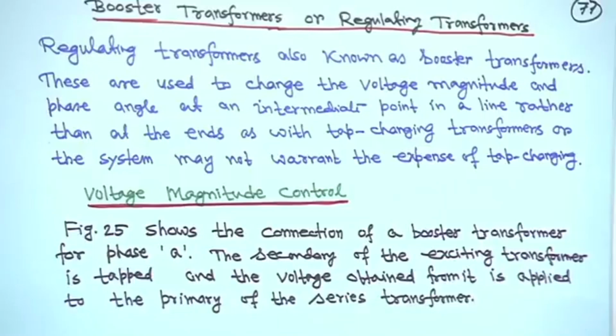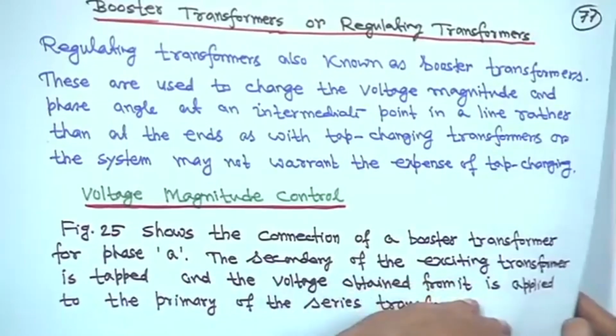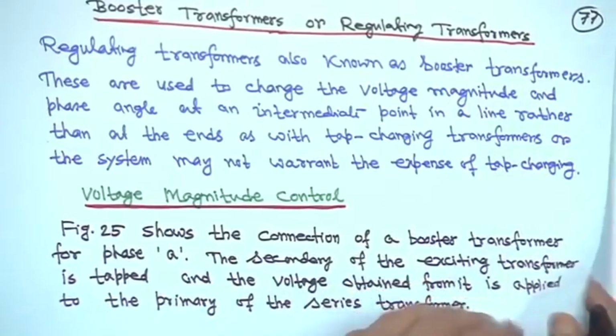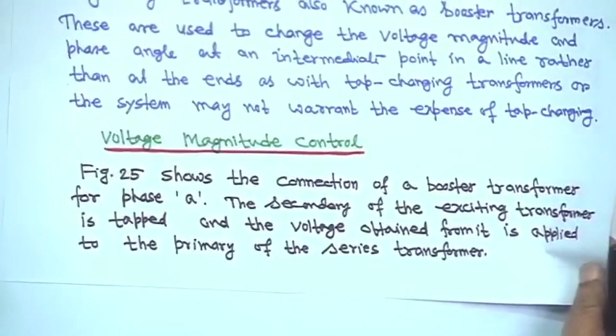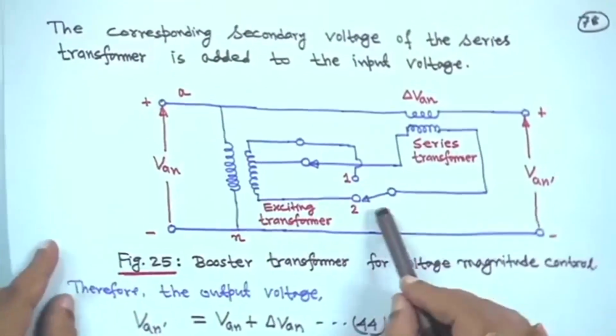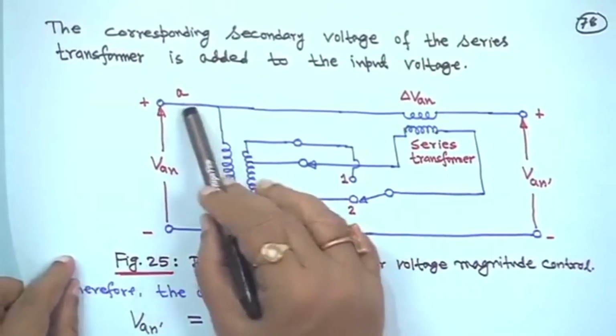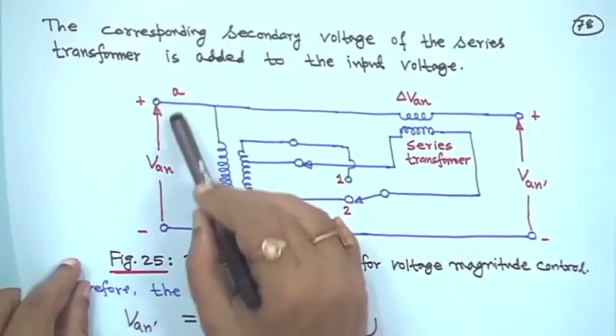So, as with the tap changing transformer, what we do? We make it either on the sending end side or receiving end side, right, or the system may not warrant the expense of tap changing, but in this case we can put it somewhere at an intermediate position of the line. So, voltage magnitude can be controlled, and phase angle also can be controlled. So, figure 25, I will come to that, shows the connection of a booster transformer for phase A, right. So, this is your booster transformer connection. This is say only phase A we are considering, taking line to neutral.